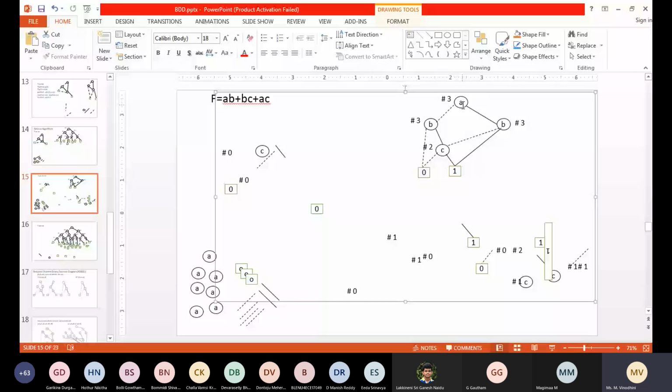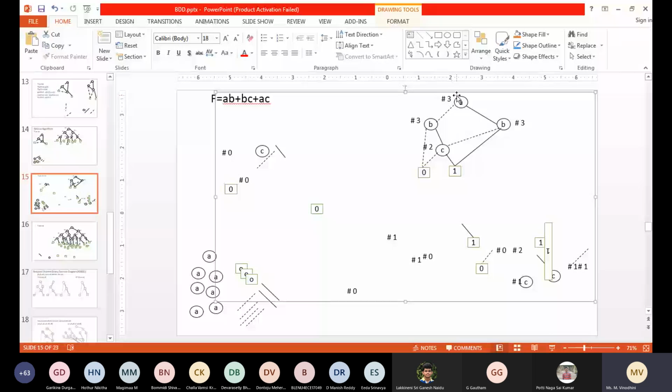So this cannot be removed. That's why I am asking you whether we received the same diagram when we solved this using Shannon's expansion. Yes, ma'am. Same diagram only we got. Then this is right. We cannot remove it.